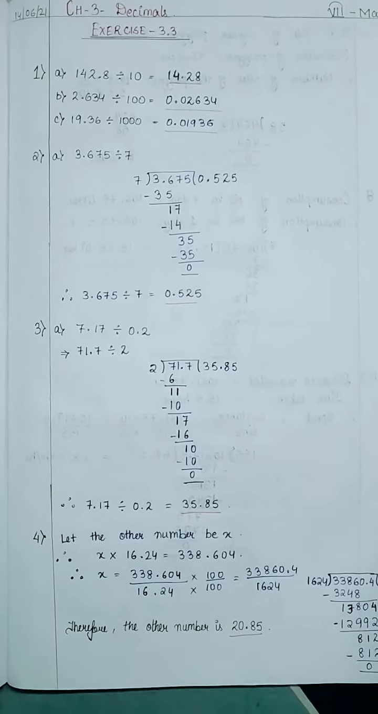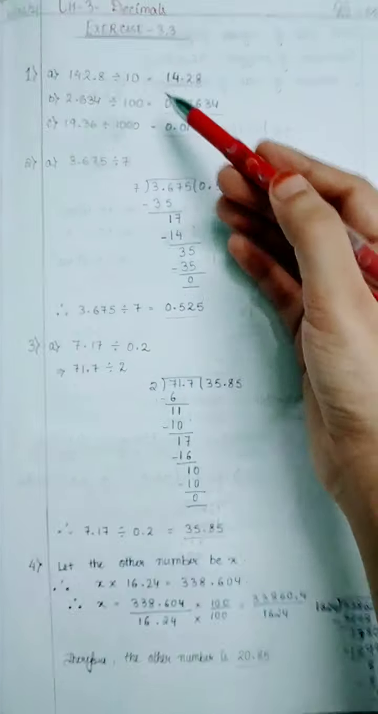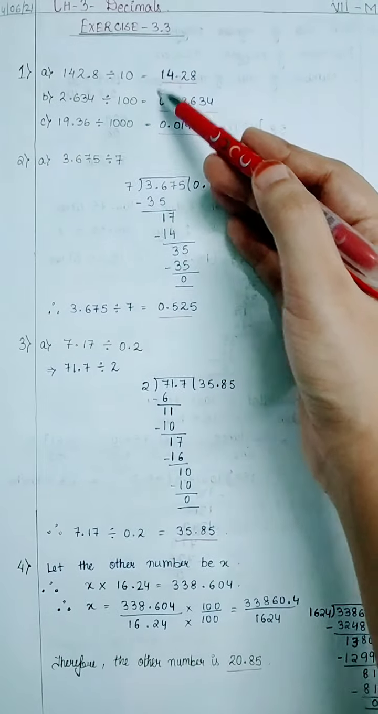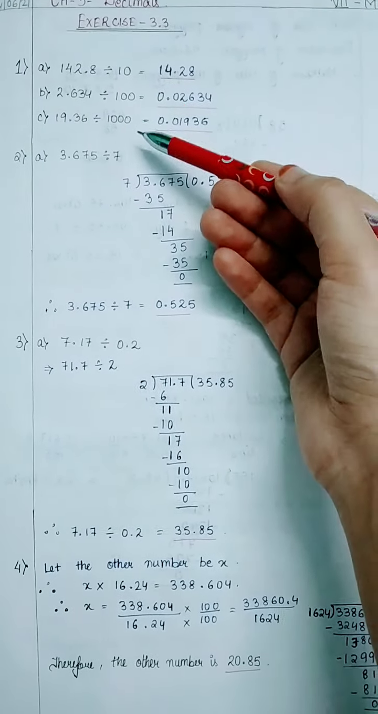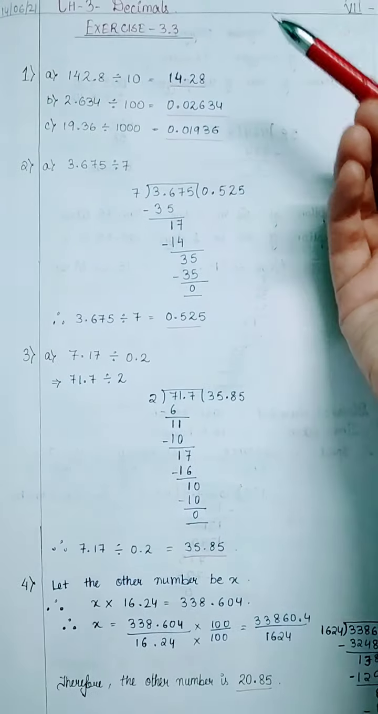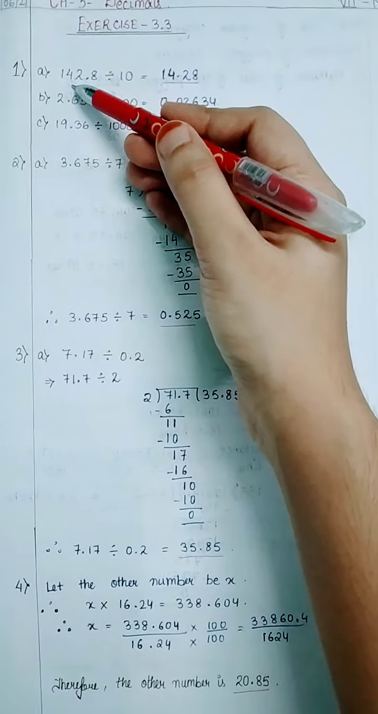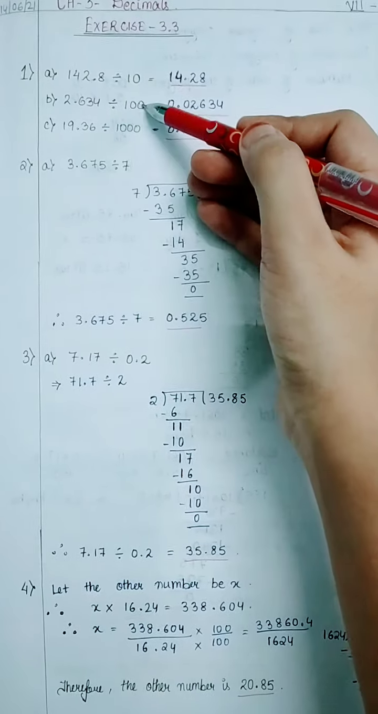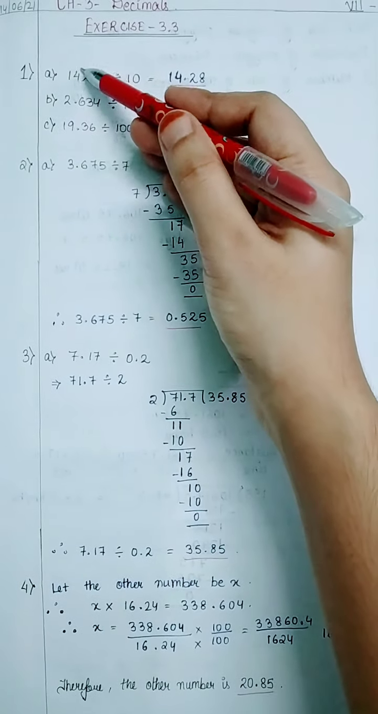Question number 1a. Here we have to divide 142.8 by 10. Whenever we are dividing by 10, 100 or 1000, we just have to move the decimal. Whenever we are dividing, move it to the left hand side. When we are multiplying, move it to the right hand side. So here we are dividing, so it will be moved to the left hand side.